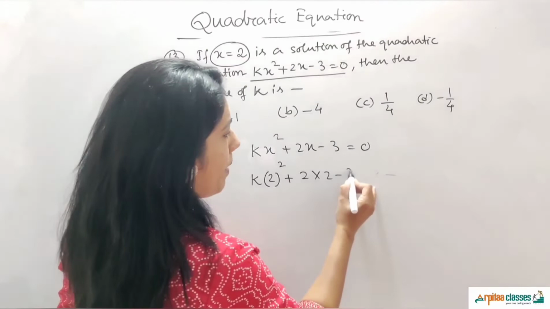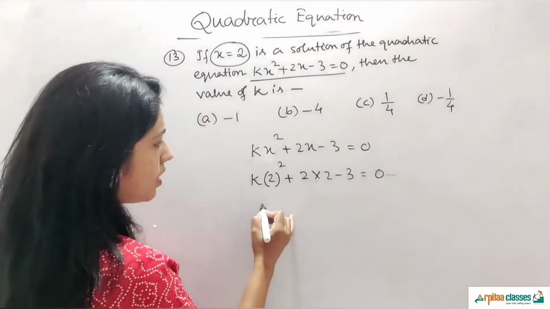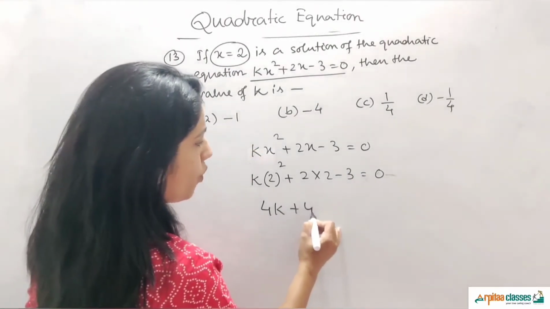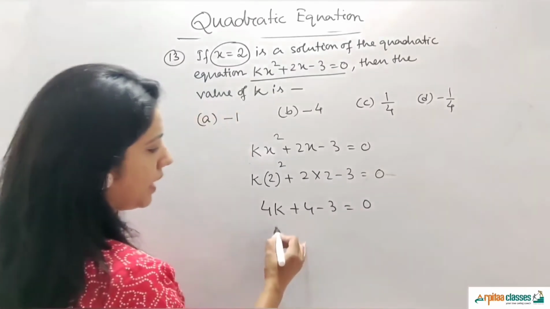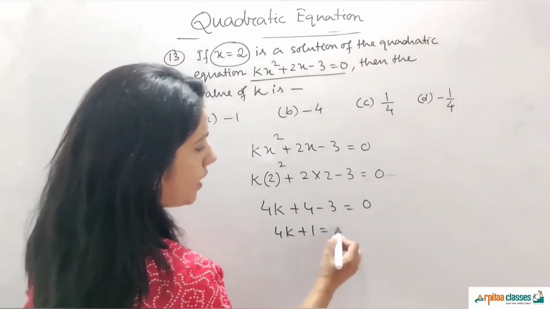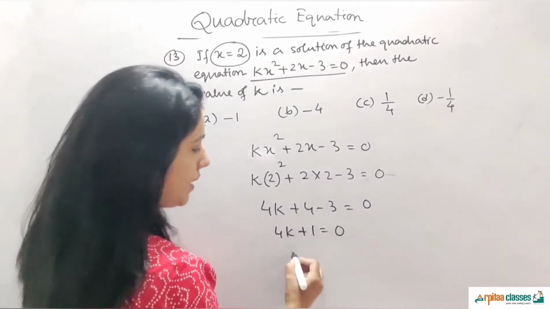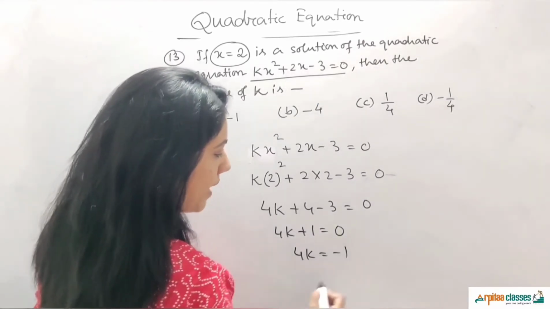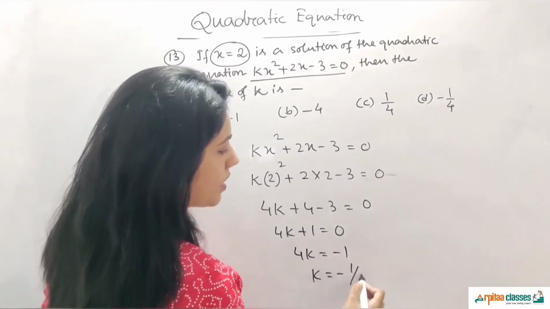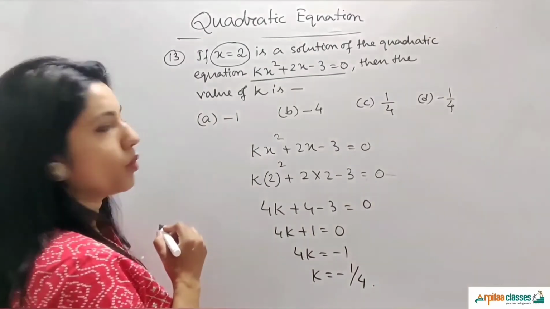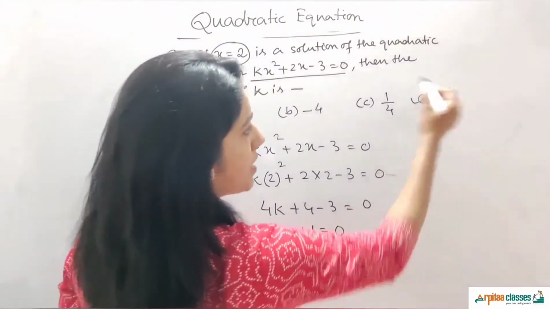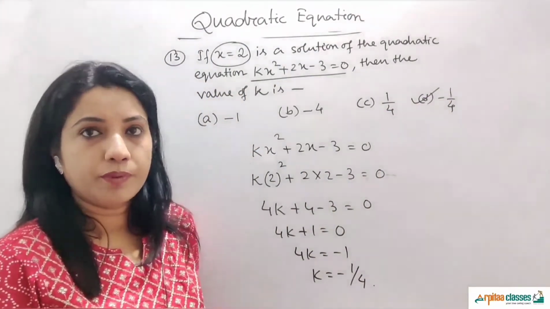k into 4 plus 2 into 2 minus 3 equal to 0. So it's 4k plus 4 minus 3 equal to 0. That gives you 4k plus 1 equal to 0. Take 1 to that side. 4k is equal to minus 1 or k is equal to minus 1 upon 4. So our option is option D, k is equal to minus 1 upon 4.